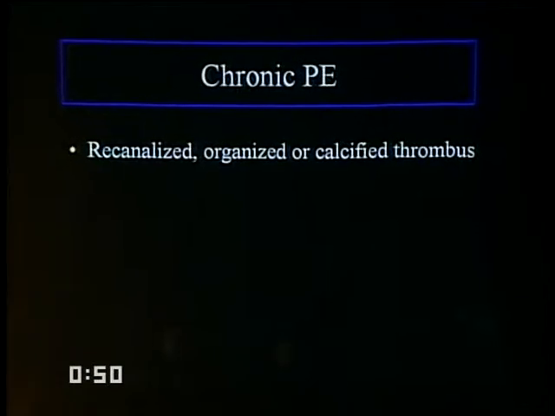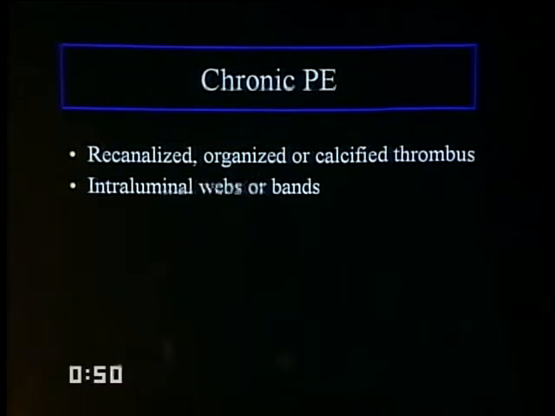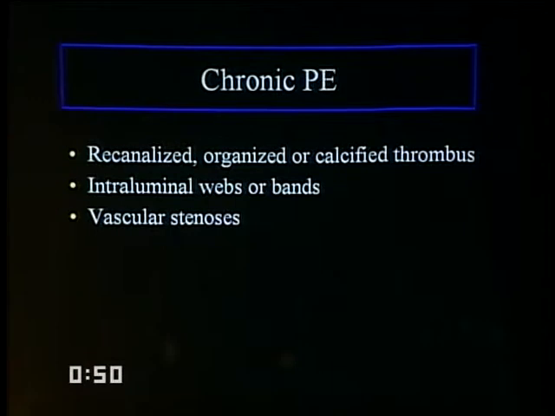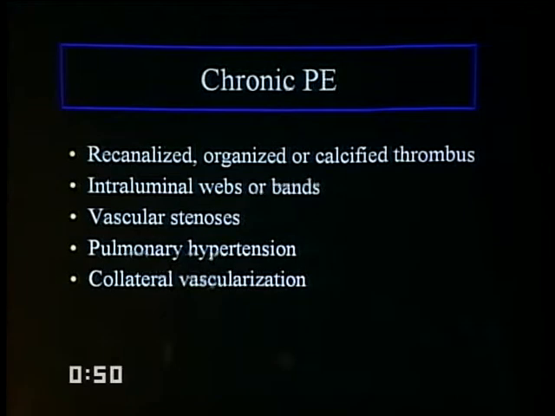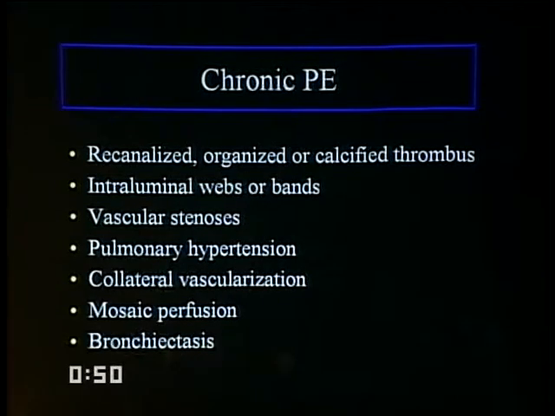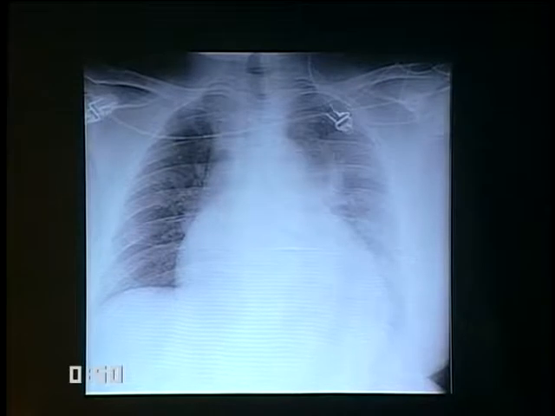How can we tell if it's acute or chronic? We can't always tell, but sometimes we can suggest it. So in chronic PE, you're going to see recanalization or sometimes organization and calcification. Intraluminal webs and bands have been described. They're hard to detect. You can get stenoses long-term and end up with pulmonary hypertension. You can see collateral vessels, mosaic perfusion, certainly, and even bronchiectasis. And some of these findings we can pick up.